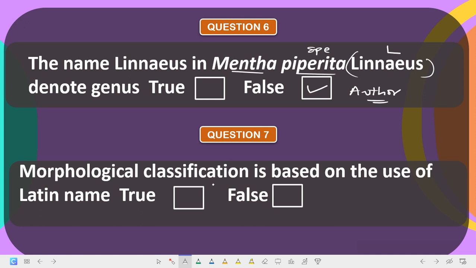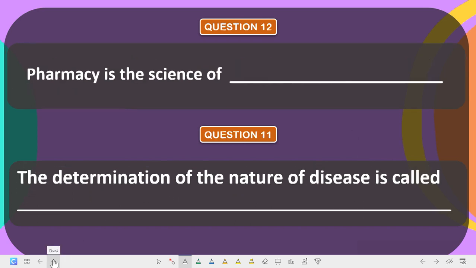Now, morphological classification is based on the use of Latin name. We've talked about this before. That is false. Which of them is based on the use of Latin name? Alphabetical classification, which is vernacular or Latin name.